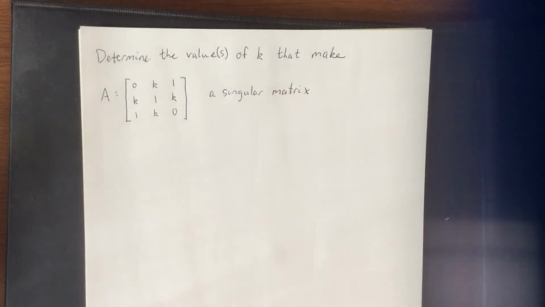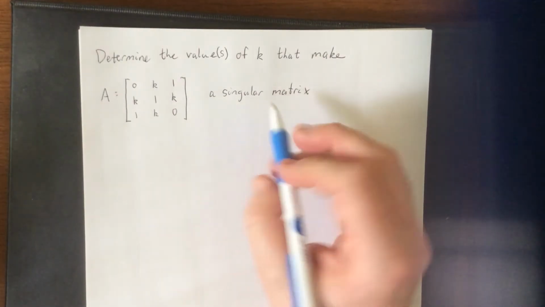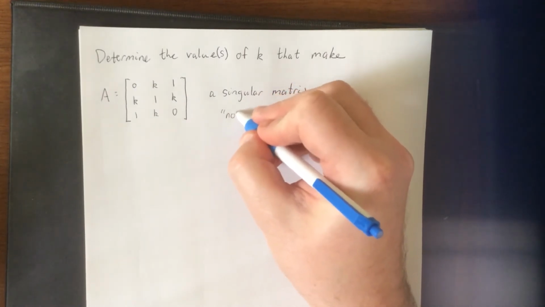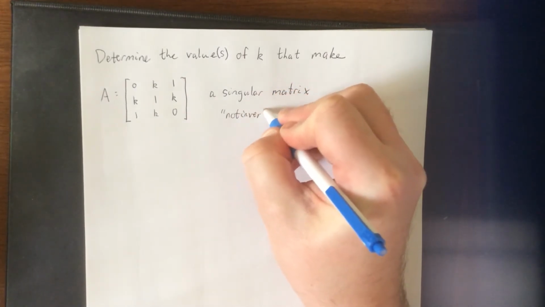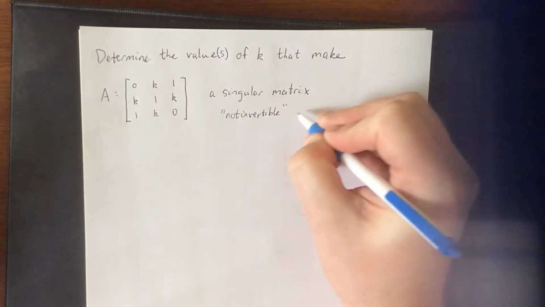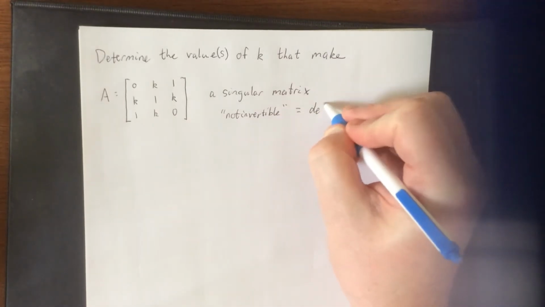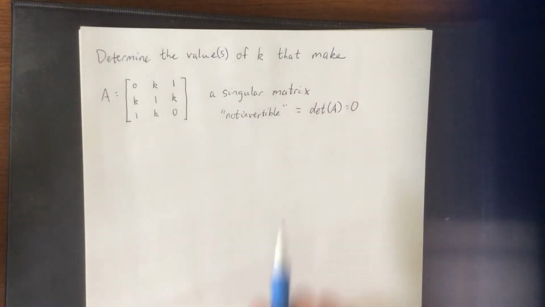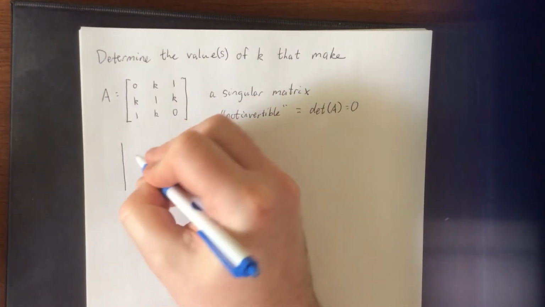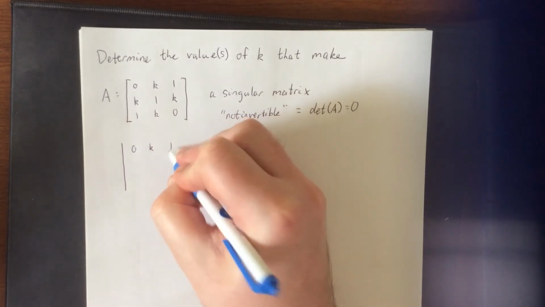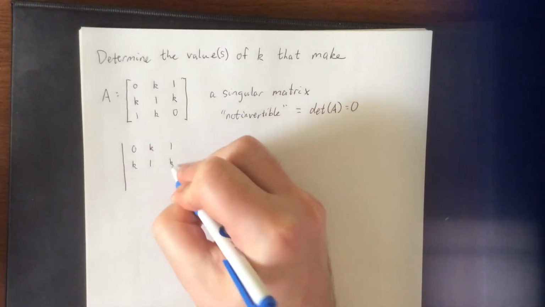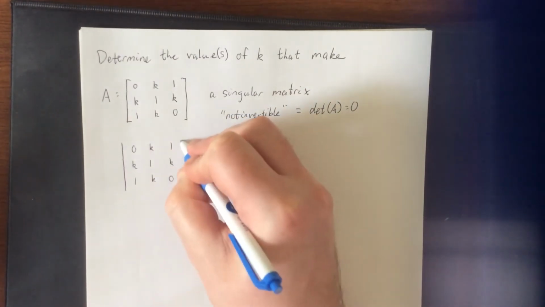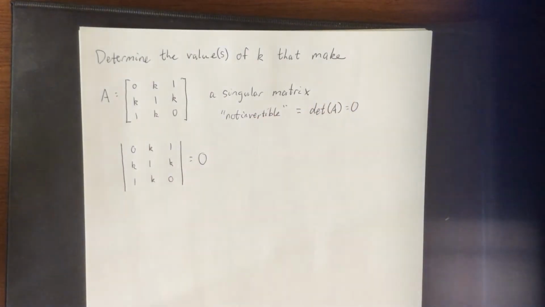So with those things in mind, a matrix is singular if it is not invertible, and it's not invertible is equivalent to the determinant of A being equal to 0. So what we're going to do is set up the determinant of A being equal to 0, and we'll see if we can solve that for k. So again, 0, k, 1, k, 1, k, 1, k, 0. That's going to be equal to 0.